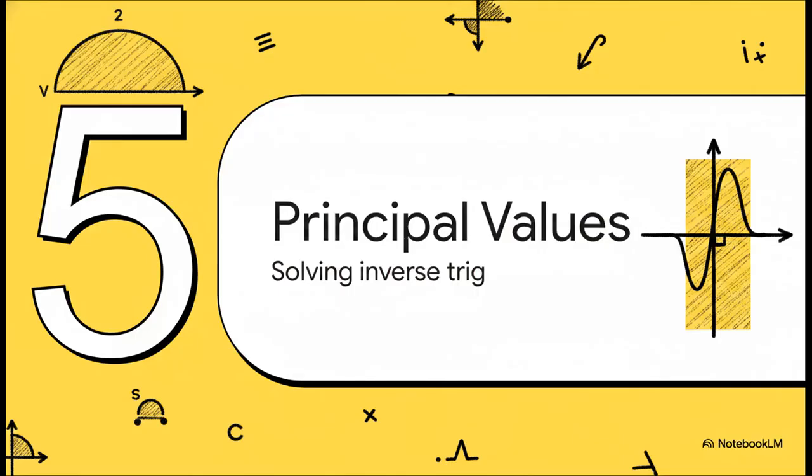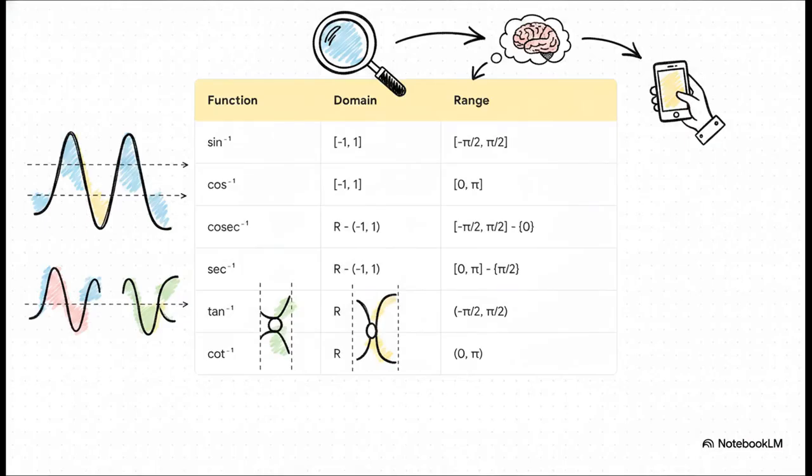Section 5. Finding principal values. Solving inverse trig. All right, it's time to bring all this fascinating theory together into a practical tool. This table right here, this is your master cheat sheet. It synthesizes exactly how every single function gets restricted to become invertible. We've got the inverse sine safely bounded between negative pi over 2 and pi over 2. Inverse cosine neatly slotted between 0 and pi. You can see the precise points carved out of cosecant and secant and those open boundaries of tangent and cotangent.